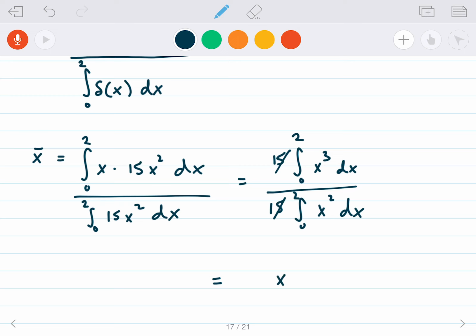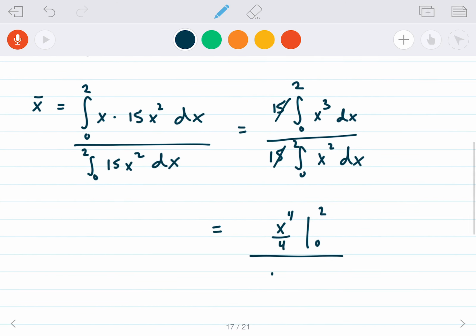So on top, I get x to the 4 over 4 from 0 to 2. And on bottom, I get x to the 3 over 3 from 0 to 2. So I end up getting 2 to the 4th, 16 over 4 is 4, divided by 2 to the 3rd is 8 over 3. And when I simplify that, I just get 3 over 2 meters.